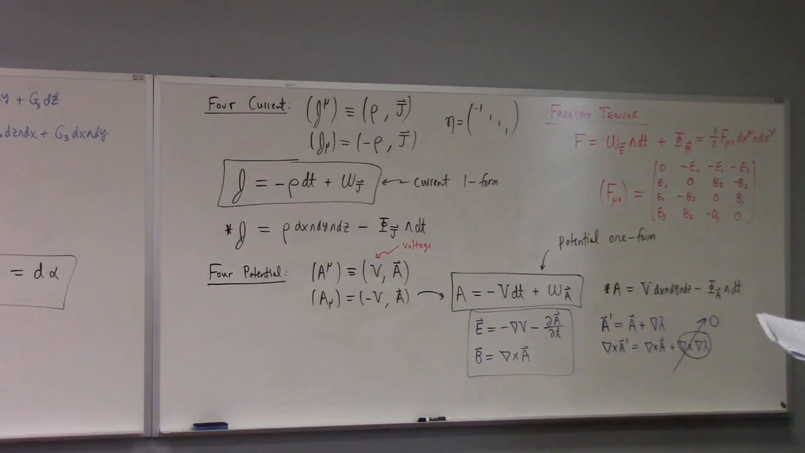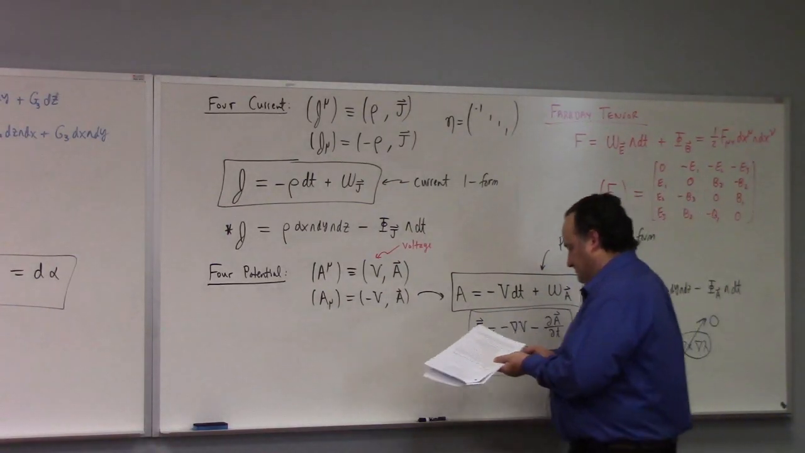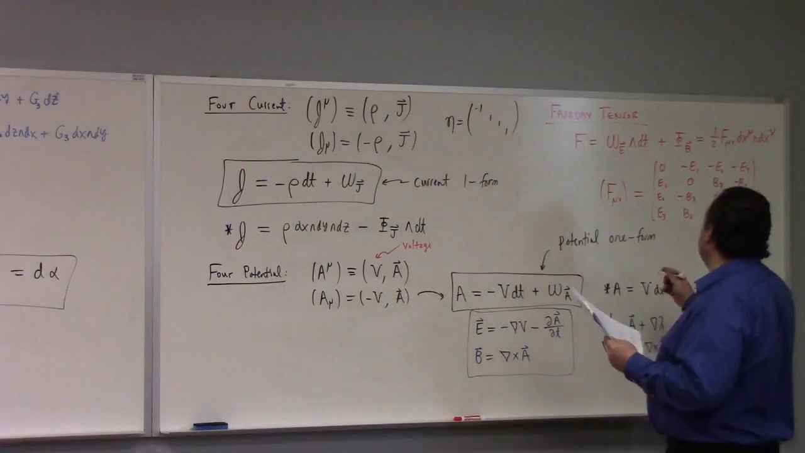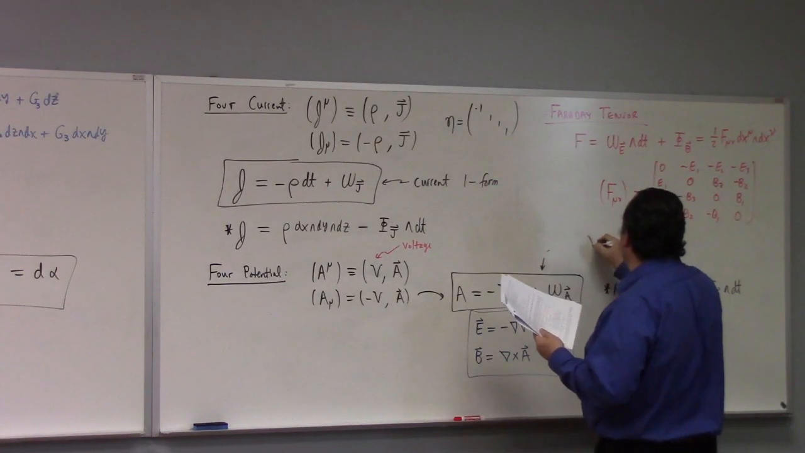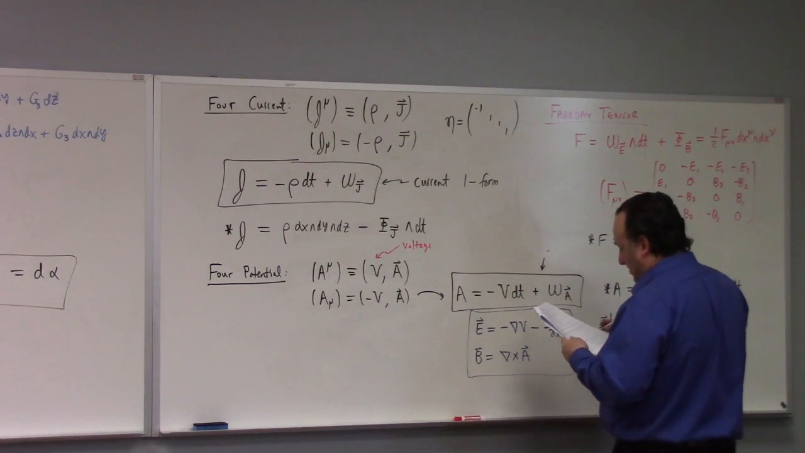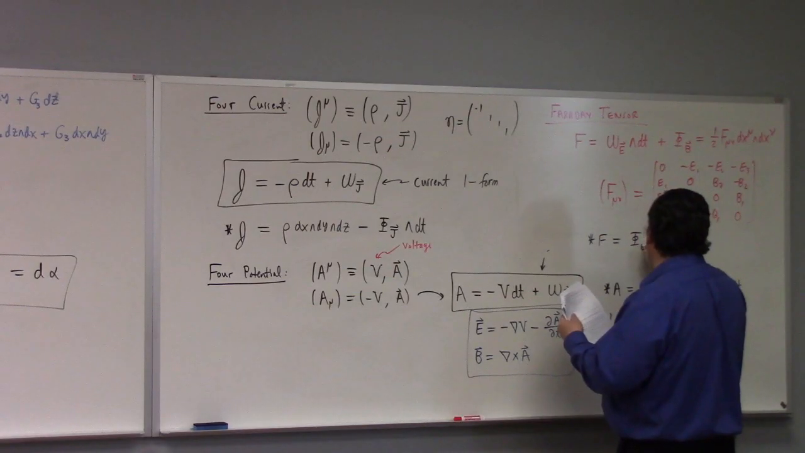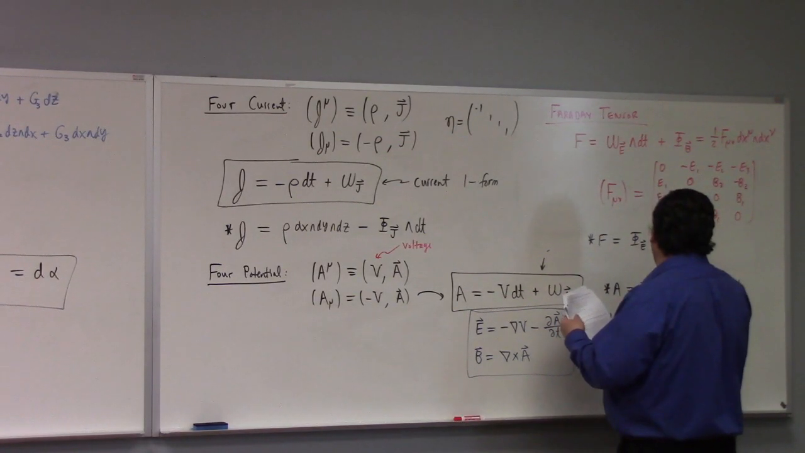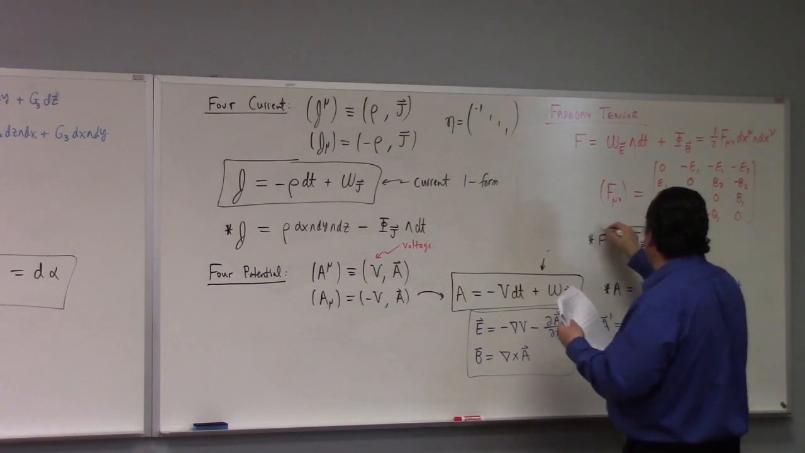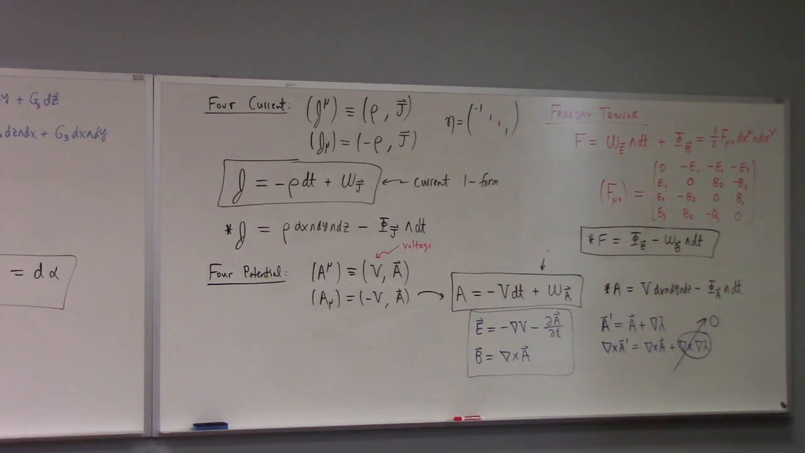If we were to take the Hodge dual of this thing, what would happen? The Hodge dual of F works out to the flux form of the electric field minus the work form of the magnetic field, wedge dt. What that means, in terms of the matrix of components, is that the electric and magnetic fields are flipped.